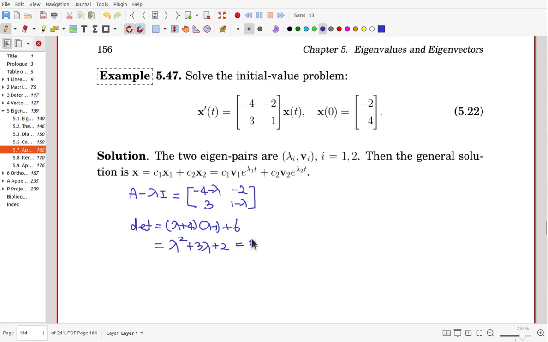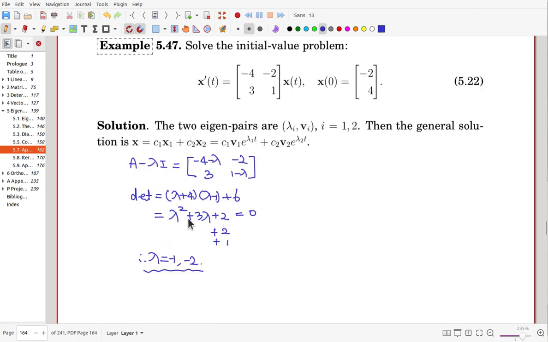So we solve this one by factoring, and we have here lambda minus 1 and minus 2. There are two eigenvalues. Now for lambda is minus 1.